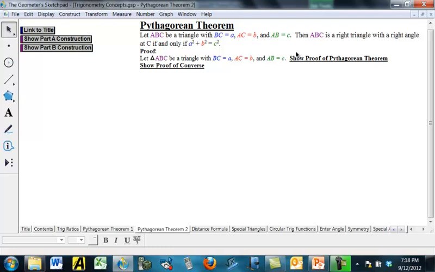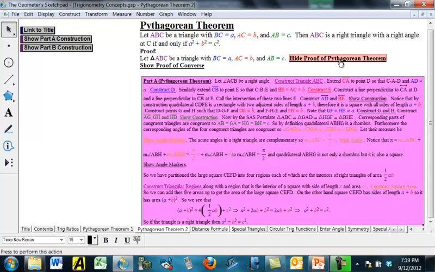So this is an if and only if, so we're going to prove this going both directions. First we're going to assume that it is a right angle at C, and then we're going to prove that we get the relationship a squared plus b squared equals c squared. And then we're going to go backwards from that to prove the converse, to show that if a squared plus b squared equals c squared, then C has to be a right angle. And we have to do the first direction first. So here we go.